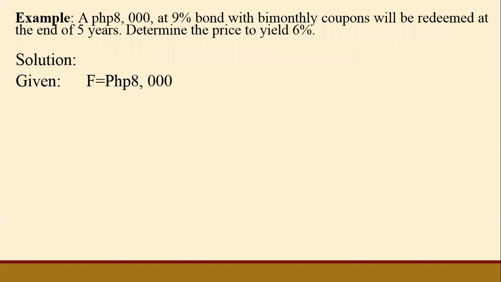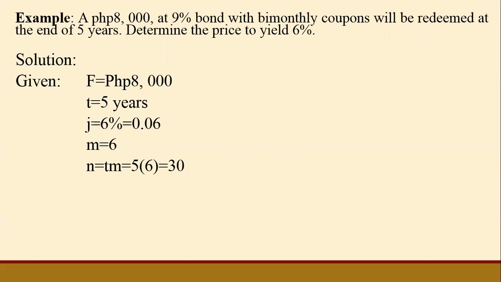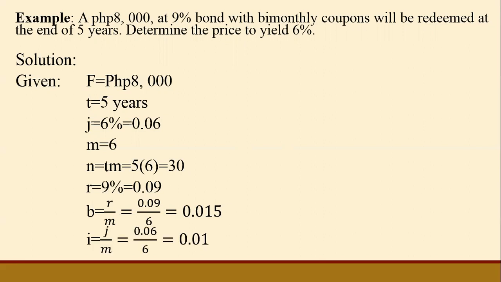Okay, so we have the given. So ano ba yung mga given natin? Yan. So we have the face value na 8,000. The time is 5 years. The nominal interest rate is 6%. The number of conversion per year is 6 kasi bi-monthly. And then the number of payments, which is 30. And then the bond rate is 9%. The periodic bond interest rate is 0.015. Okay, and then the periodic interest rate 0.01.